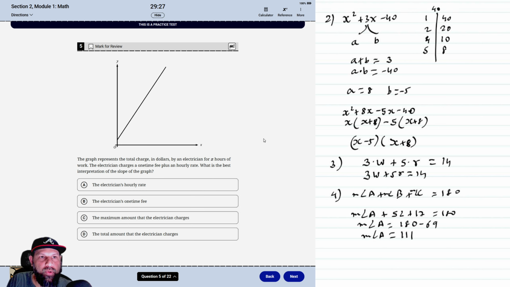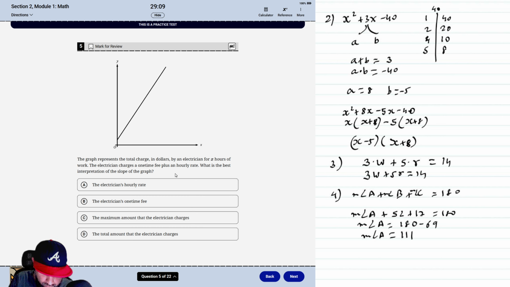Okay, the next problem, 5, shows that the graph represents the total charge in dollars by an electrician for x hours of work. The electrician charges a one-time fee plus an hourly rate. What is the best interpretation of the slope of the graph?